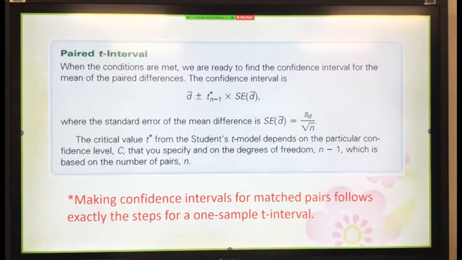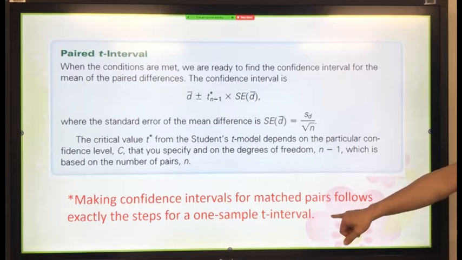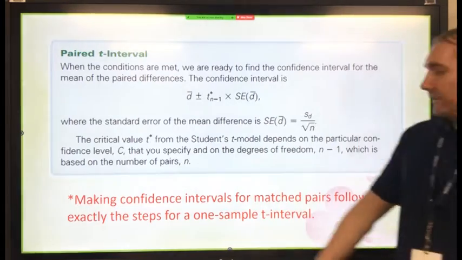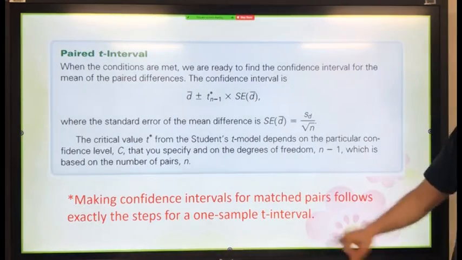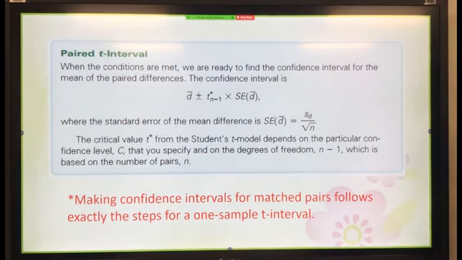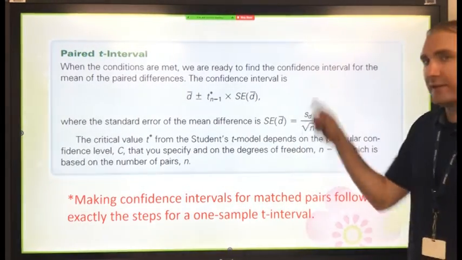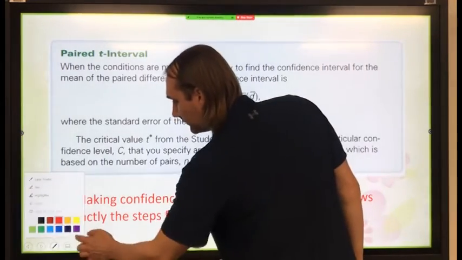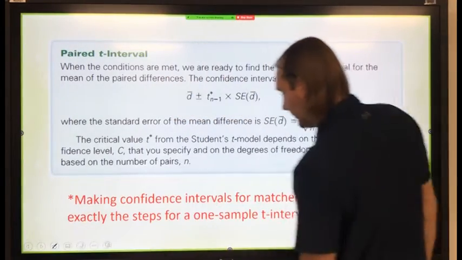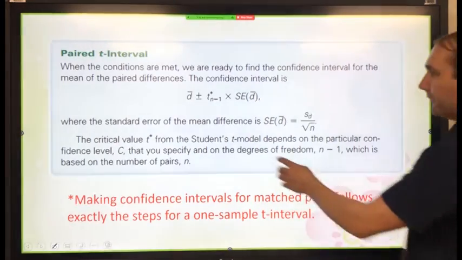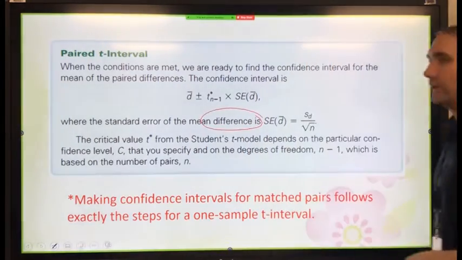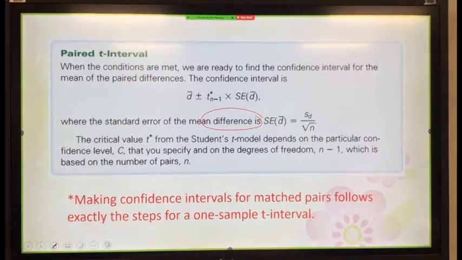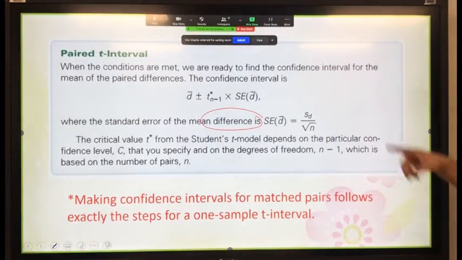Now, making confidence intervals for matched pairs follows exactly the same steps as a one sample t interval. How is that possible if we're dealing with two different data sets? It's because we're looking at the what? What was our keyword yesterday? Difference. Because we only want to look at the data that is the difference between the two, we are dealing with just one set of data.